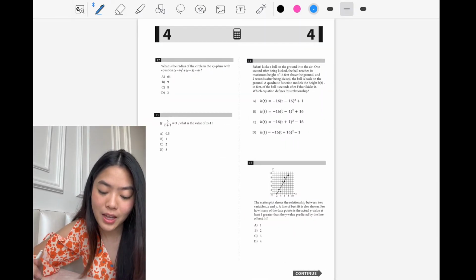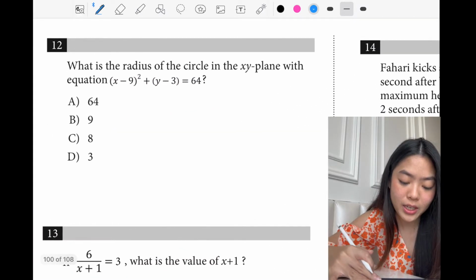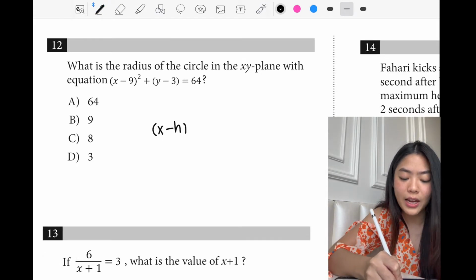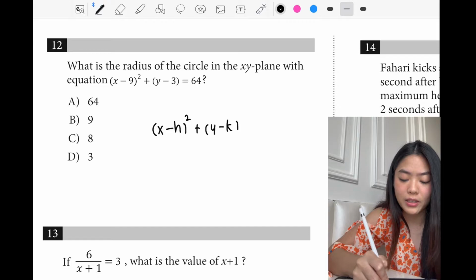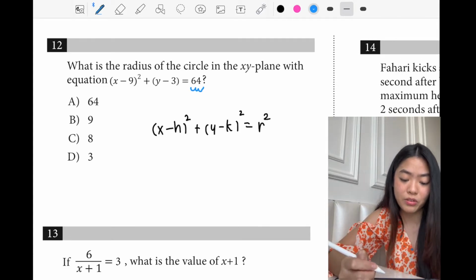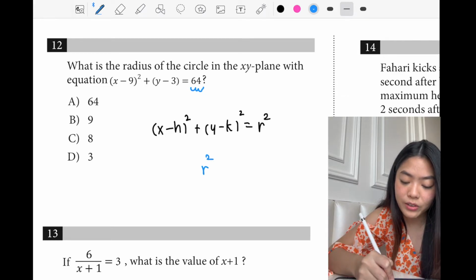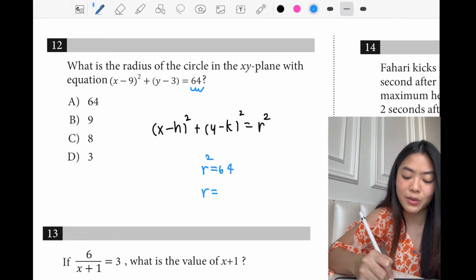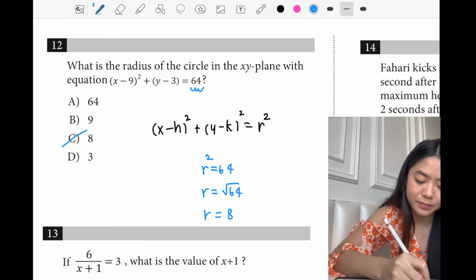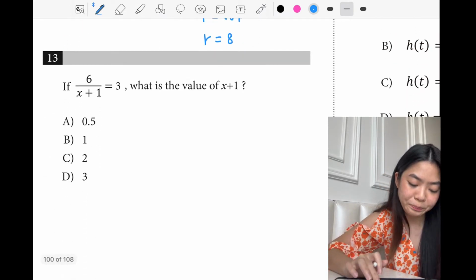Okay, next one, question 12. What is the radius of the circle? So for this type of question, we know that (x minus h) squared plus (y minus k) squared equals radius squared. So it means this side represents the radius squared. Therefore our radius squared here is equal to 64, and then we can solve for the radius by taking the square root. Therefore r is 8. Okay, C would be the answer.